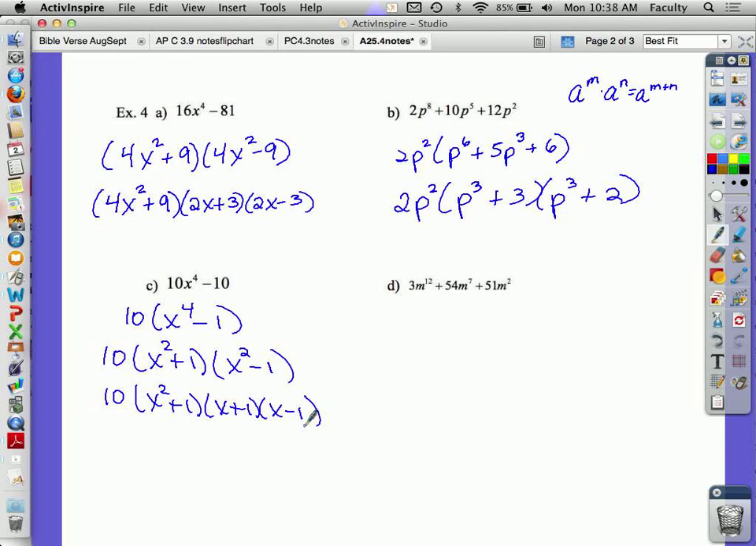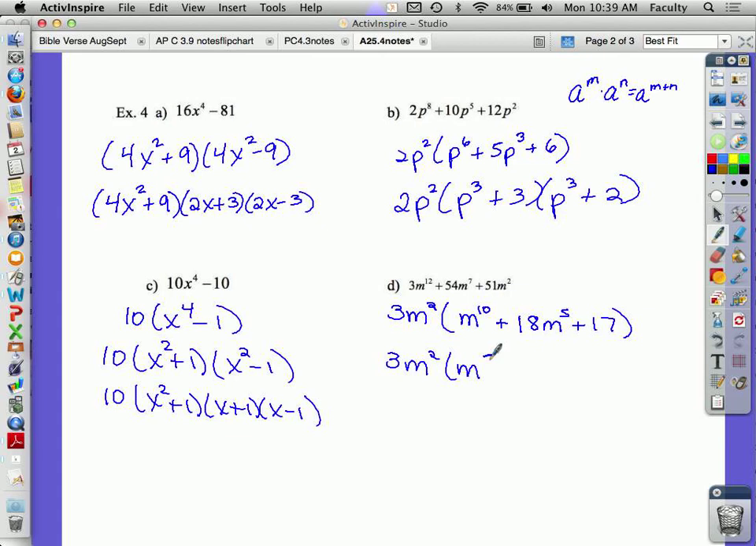All right, let's look at letter D. What's the GCF here? 3m squared. Do you guys remember the trick to check that 3 goes into 54 and 3 goes into 51? Add the digits. 5 plus 4 is 9, so 3 goes into 54. 5 plus 1 is 6, 3 goes into 6, so 3 goes into 51. Okay? So this would be m to the 10th plus what? 18m to the 5th plus 17.